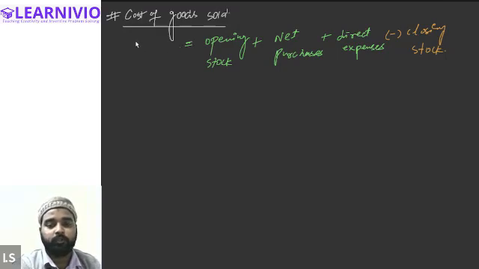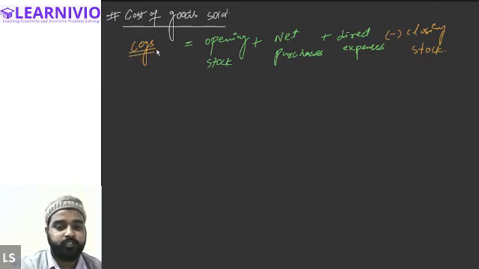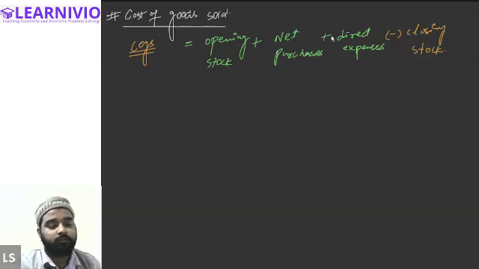Cost of goods sold is also known as COGS, and it is also written as COGS. So COGS is always equal to opening stock plus net purchases plus direct expenses minus closing stock. This is how you will be able to find out the cost of the goods sold in the market.